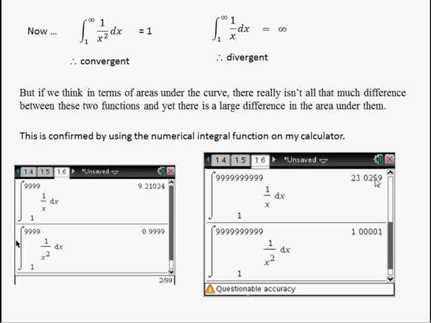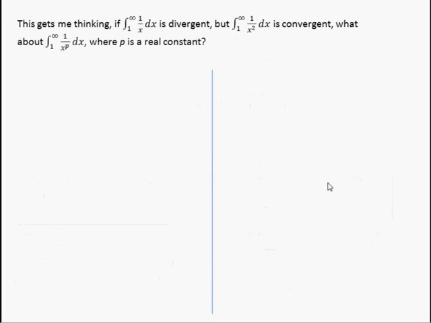This just seems to be getting bigger. It's getting bigger very slowly. It's taken several million to get up from 9 to 23, but it is just getting bigger. So this is 1 on x, the integral of 1 on x to infinity is diverging, but 1 on x squared is converging. That makes me think, okay, we've had 1 on x, that's divergent, 1 on x squared is convergent. What about other numbers where p is a real constant?